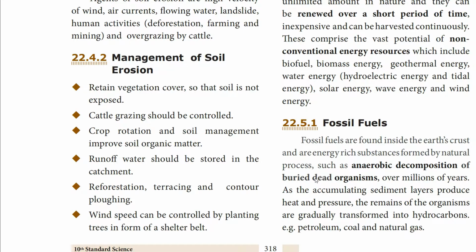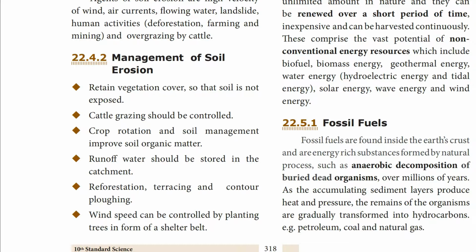Fossil fuels. What are fossil fuels? These are fuels found inside the earth's crust, energy-rich substances formed by the process of anaerobic decomposition of buried dead organisms over millions of years. Millions of years ago, many living organisms, plants and animals, got buried under the soil due to natural calamities, and due to anaerobic decomposition, the dead organisms were converted.